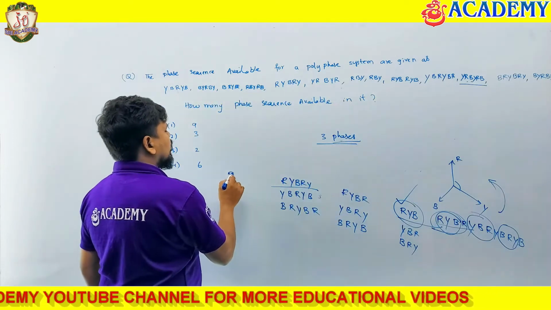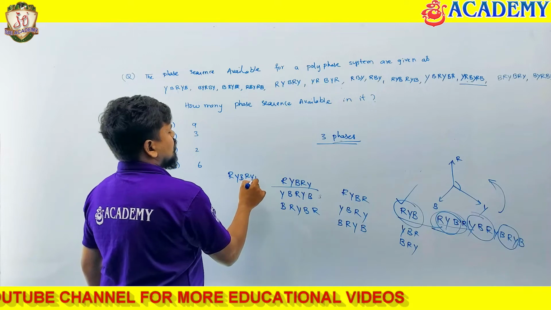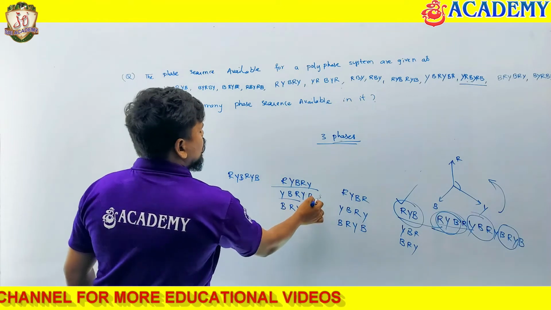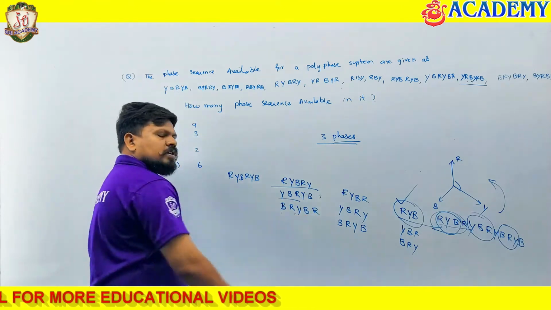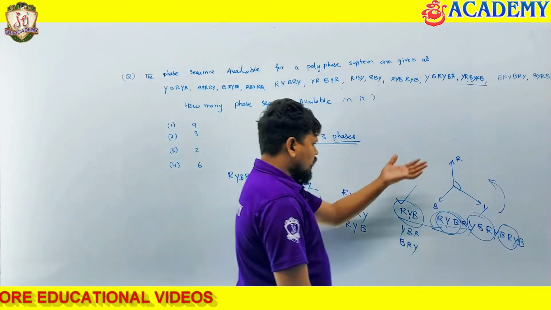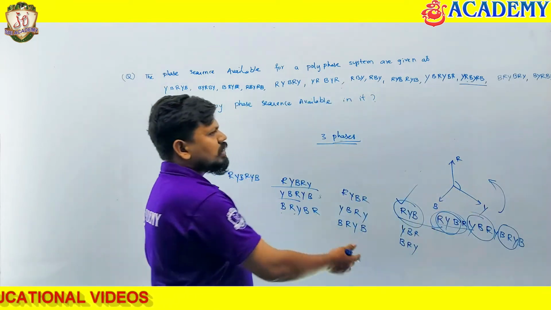What is the next one? I can write down as RYB, RYB. We can write down YBR, YBR. We can write down BRY, BRY. There is no problem. See, one phase sequence only we can represent all these things, okay.